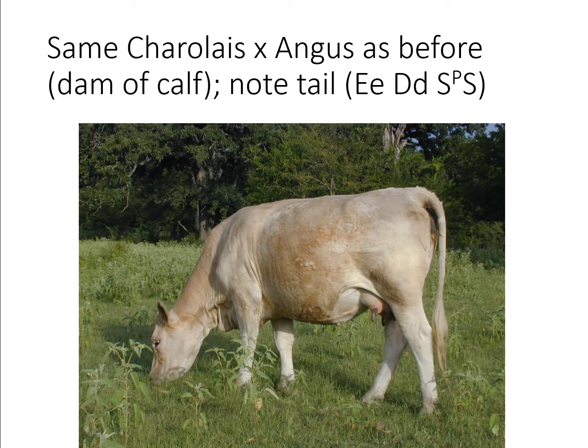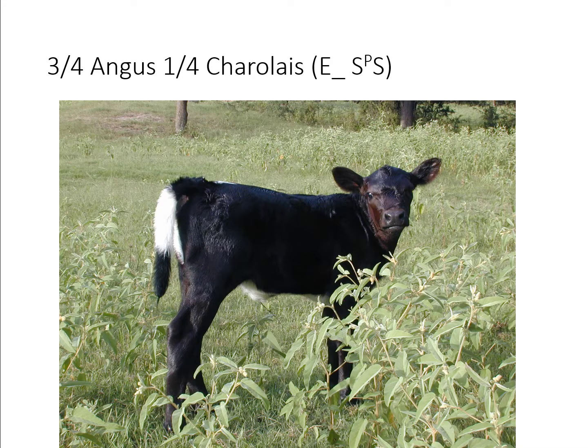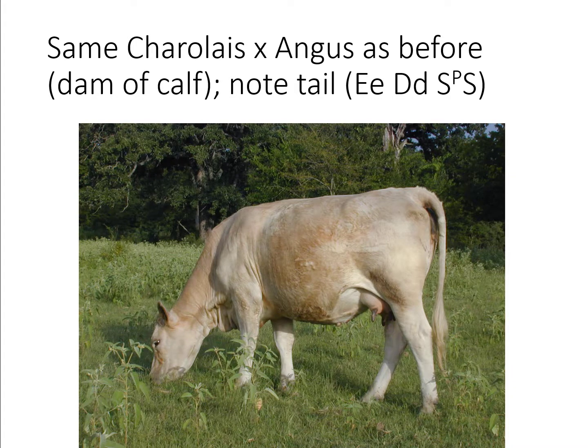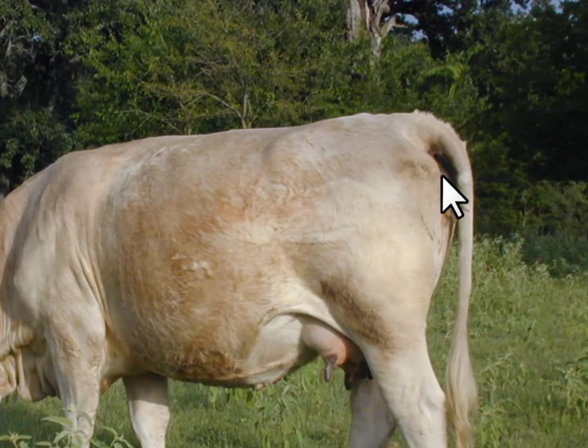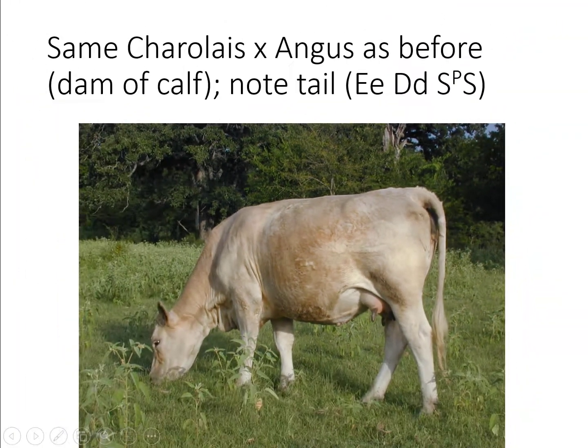So this is the same cow that we saw previously. This is our Charolais Angus. It was the dam of this calf. And so just looking at her, you probably wouldn't know that she has an SP in her genotype. But if you look more closely, if you look at her tail, you can see this ring of white right here, and she just has a very restricted Pinzgauer pattern.